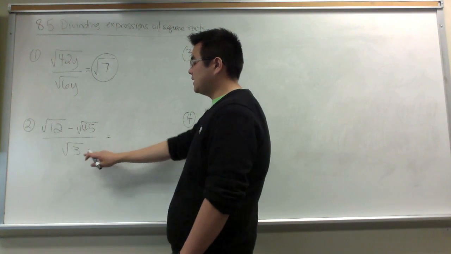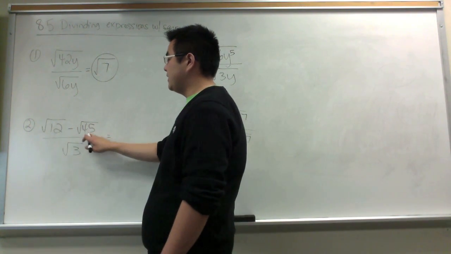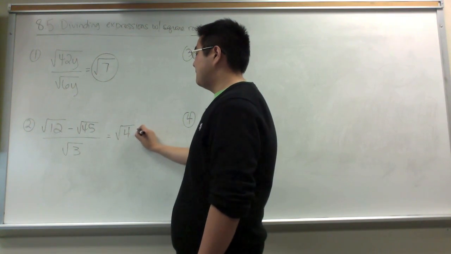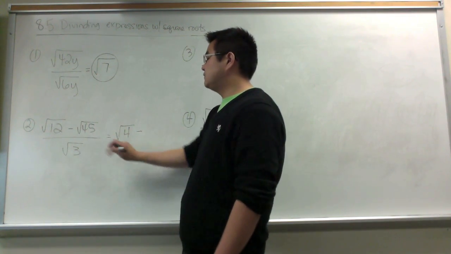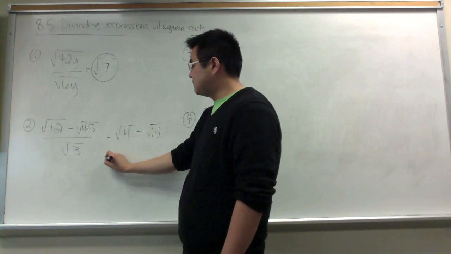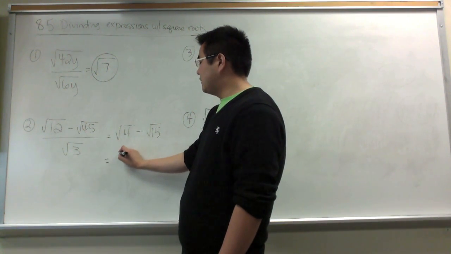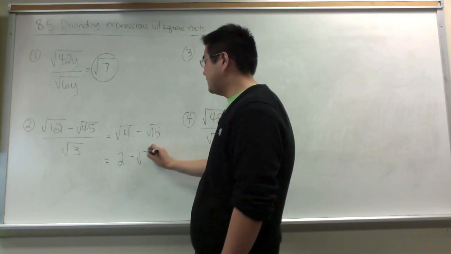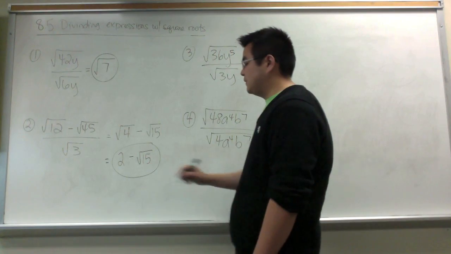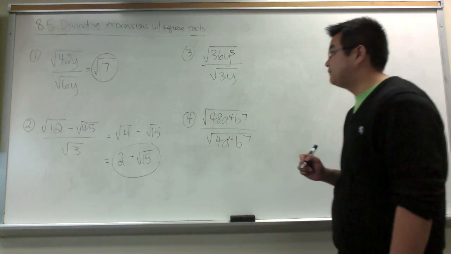In this example, we're going to divide root 3 into the numerators. So root 3 goes into root 12, that would be root 4, minus root 3 goes into root 45, that would be root 15. And then we can simplify this expression. Root 4 is 2, and then root 15 remains the same. Since we can't combine these, our final answer would be 2 minus root 15.